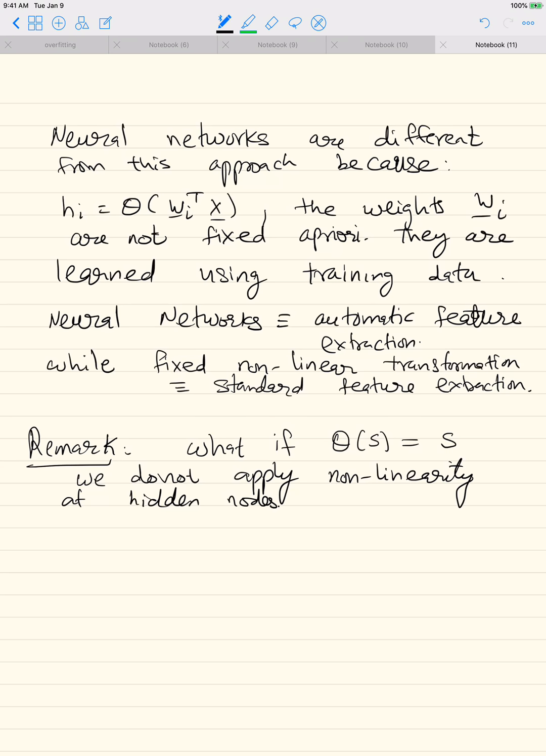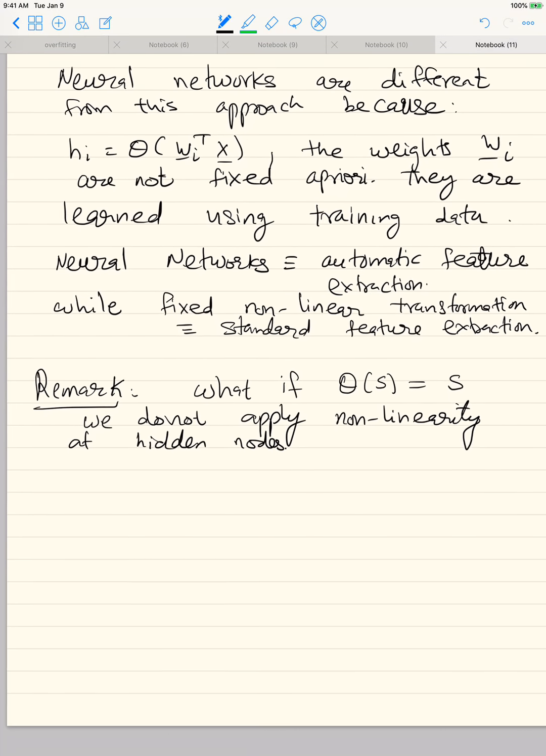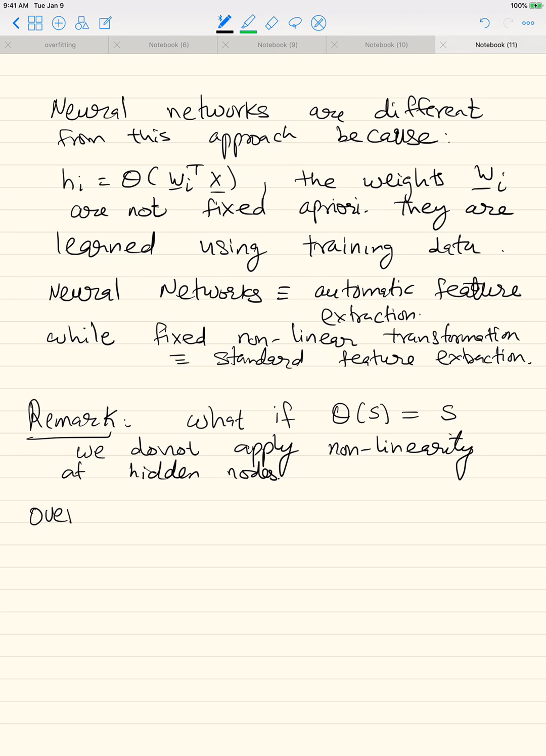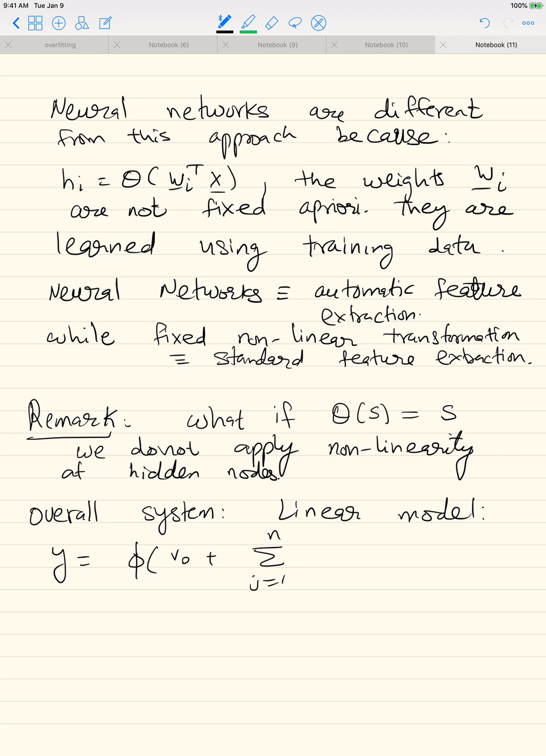In this case, you can easily see that the overall system just becomes a linear model. So recall that y is given by phi of v0 plus summation of j equals 1 to n of Vj times Hj. Hj is theta of Wj transpose times x. So this is what the function is.